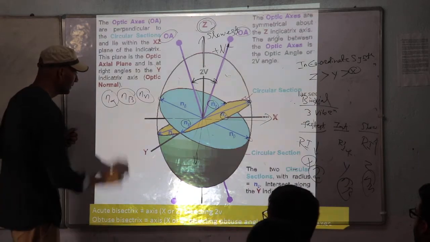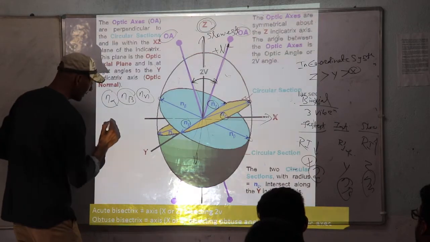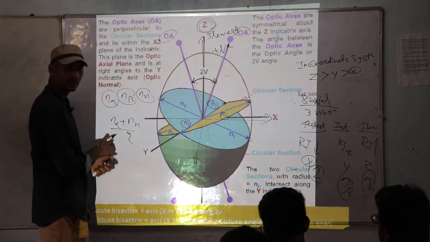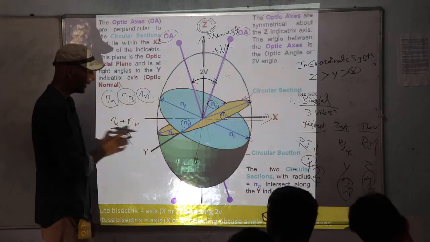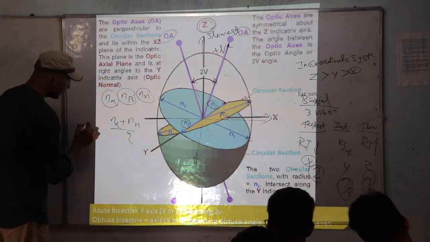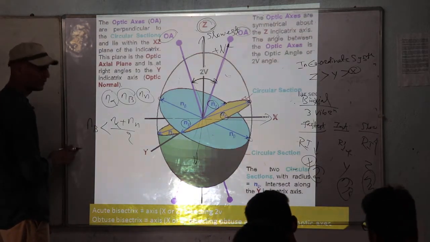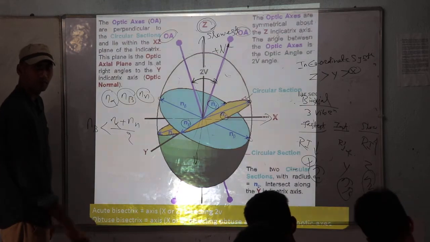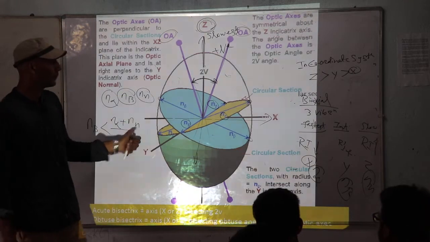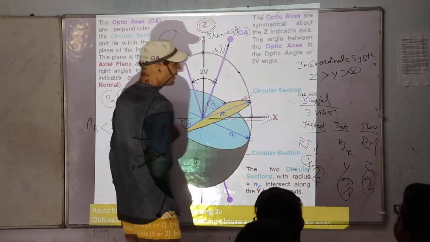Then what is the formula? To determine the intermediate value, you can take n alpha plus n gamma divided by 2. That is the midpoint of n alpha and n gamma. If it is 3 and 5, the midpoint will be 4. So if n beta is lower than that midpoint value, just mark it here in this figure: this is the smallest one, this is the largest one, this is the intermediate one.